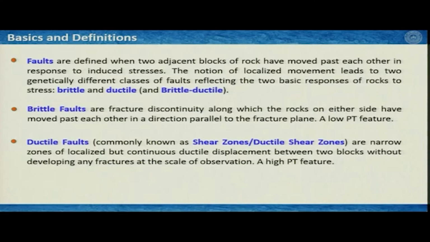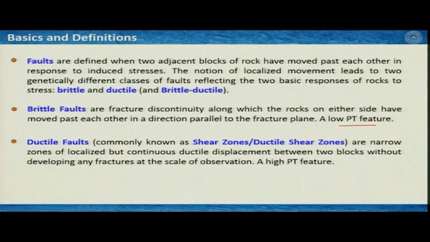Now, brittle faults, which are commonly known as faults, we generally refer to faults as brittle faults. They are fracture discontinuities. So, there must be some fractures, so cohesion must be lost to define the discontinuity. So, a fracture discontinuity along which the rocks on either side have moved past each other in a direction parallel to the fracture plane, and because it is a brittle type of deformation, it is a brittle fault. So, it is a low pressure temperature feature.